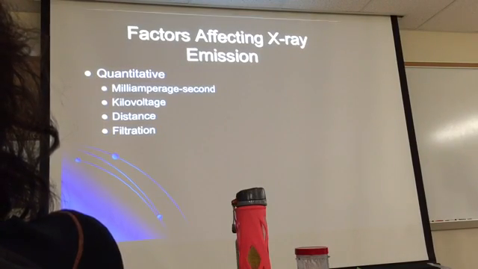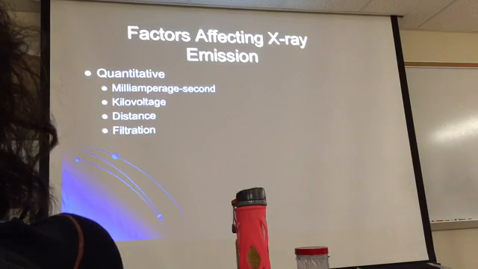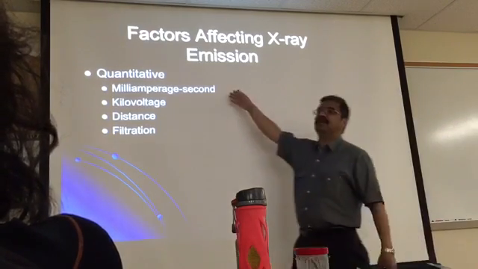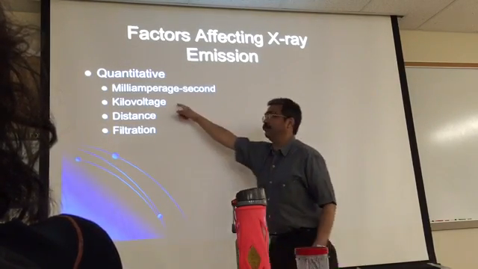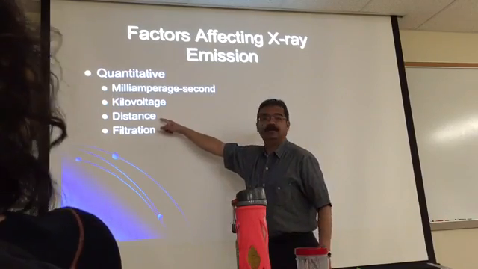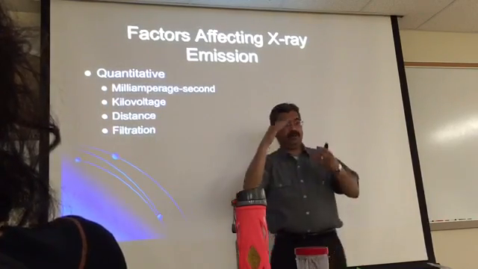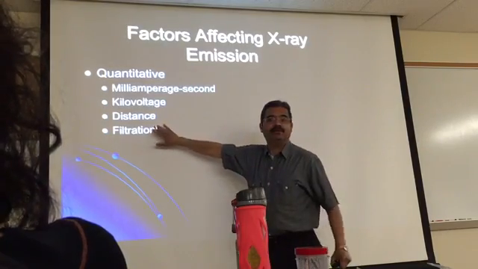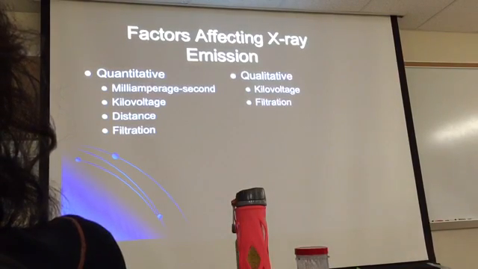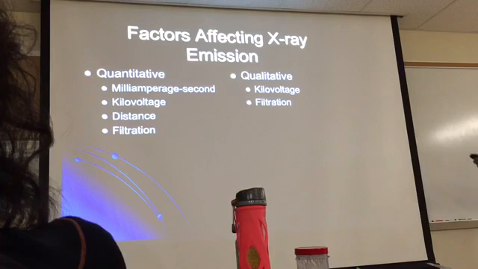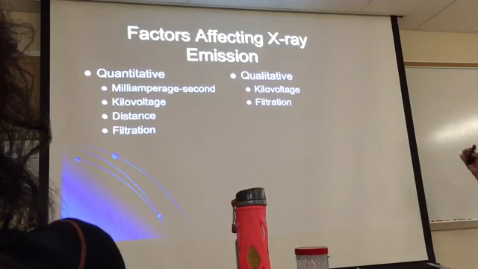Now, not all of them play a role in the same way. For example, milliamperes and time are directly proportional. Distance is the inverse square law. Filtration, I'll explain in a second. Are you following me? All right, good. Qualitative has to do with the energy, and that only has two: kilovoltage and filtration, nothing else. So quantity has 4, quality has 2.